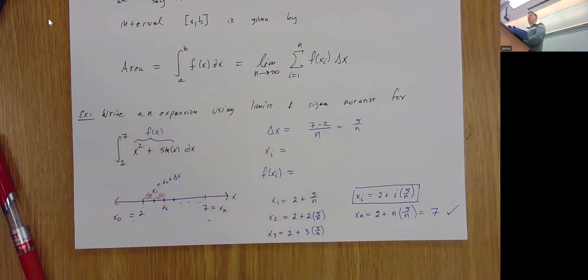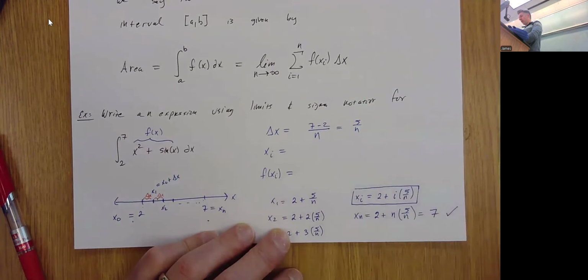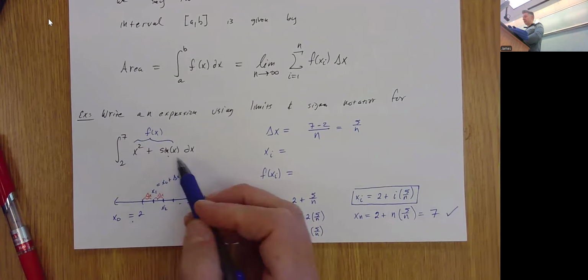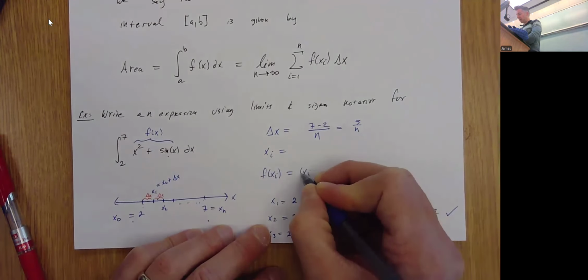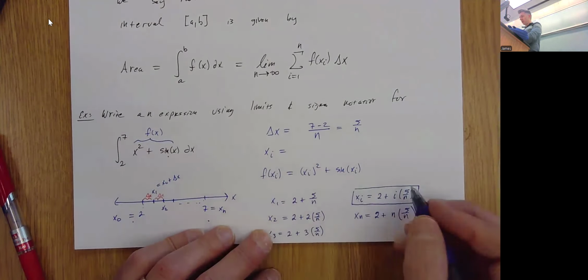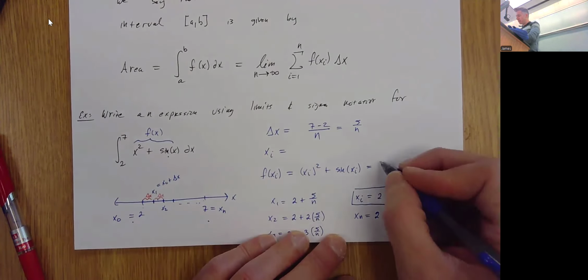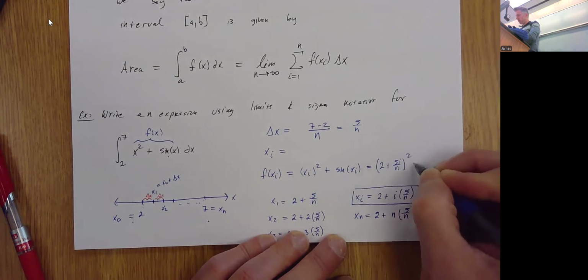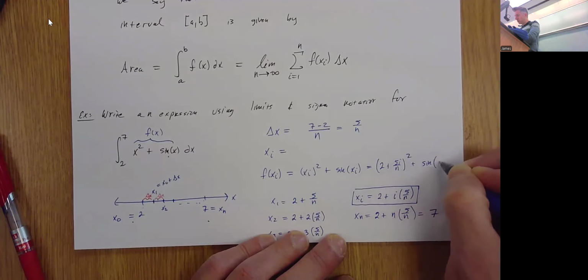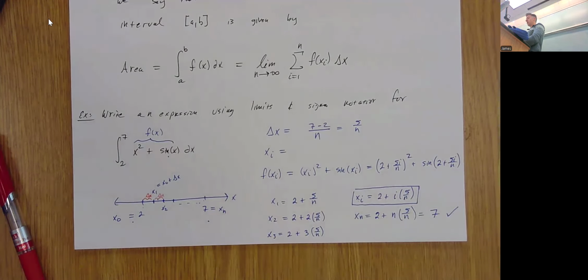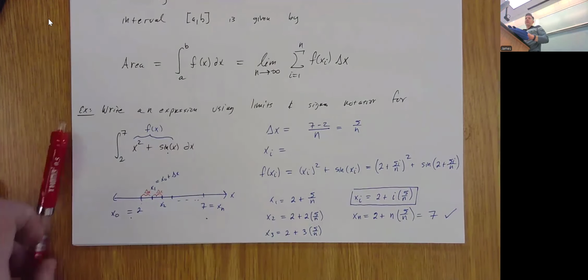the area thing here. So my x sub i I don't need to write it again, but my f of x sub i, I'm going to take x squared plus sine of x and rewrite it as x sub i squared plus sine of x sub i, which then really super annoyingly is going to be all of this: 2 plus 5i over n squared plus sine of 2 plus 5i. I simplified the i times 5 over n to 5i. Okay, we're almost done. Of course, I've run out of room on the page.